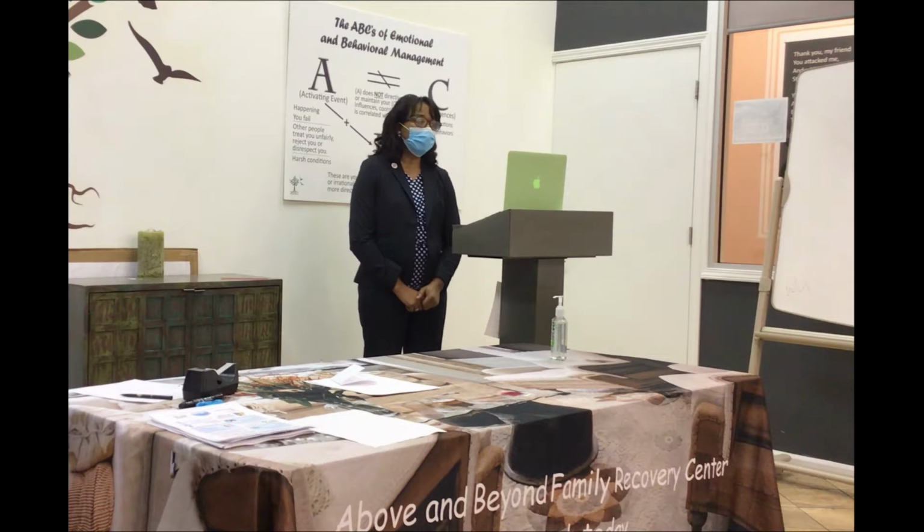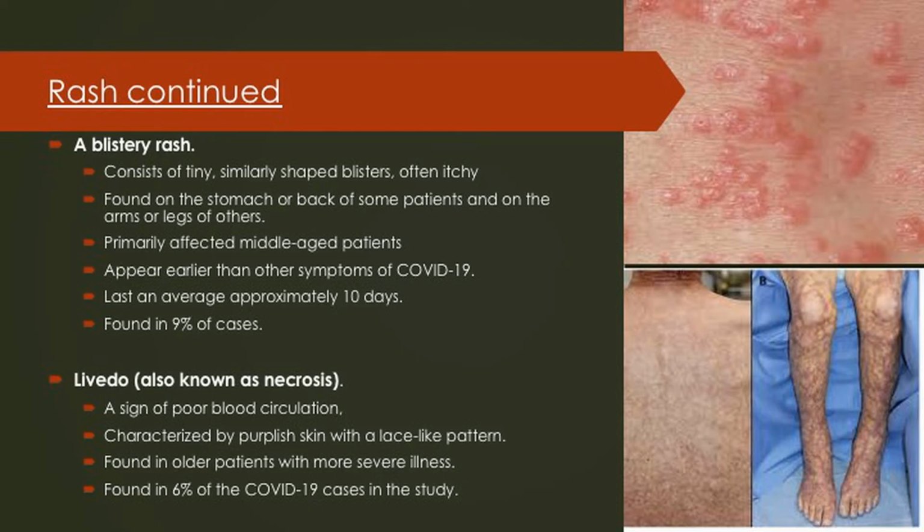This next rash is a blistering rash. So this one consists of these tiny little blisters that come on your skin. When we say blisters, they're like little papules that are filled with fluid. So they're blisters. They're found on either your stomach or back. And some patients have reported it being on their arms, as well, arms and legs. Primarily affect middle-aged patients, appear earlier than other symptoms of COVID-19. Lasts on average for approximately 10 days, and it has been found in only 9% of the cases reported.